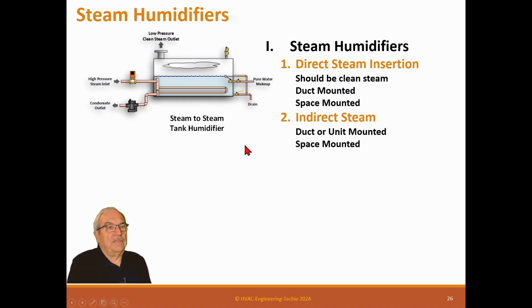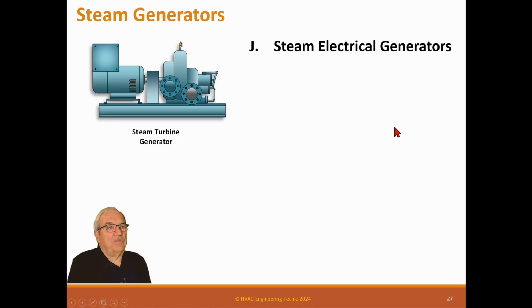Duct or unit mounted, space mounted, can make humidification. Steam electric generators. This is shown as a small generator, can be a very big one, of course. And you put a turbine on here. Now this is a little 2-stage turbine. The one I used for that big job I did was an 11-stage turbine. So it was a big long thing.